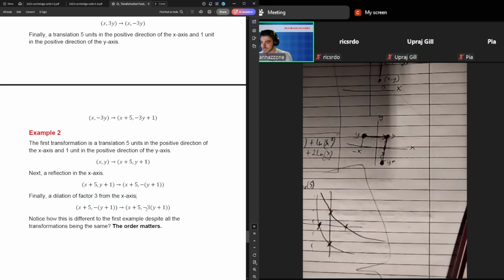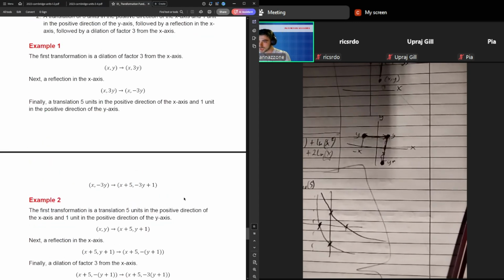And then last, you put your dilation factor of 3. Again, you're multiplying everything in there by 3. And so if you were to expand this out and compare the two answers, sure, the x looks the same, but this one is different. You've got negative 3y plus 1 up here, and you've got negative 3y minus 3 down here.